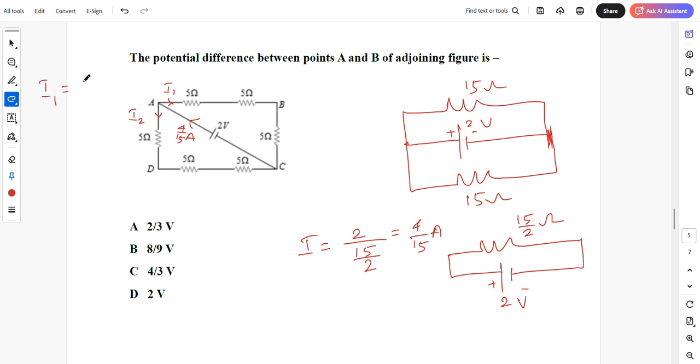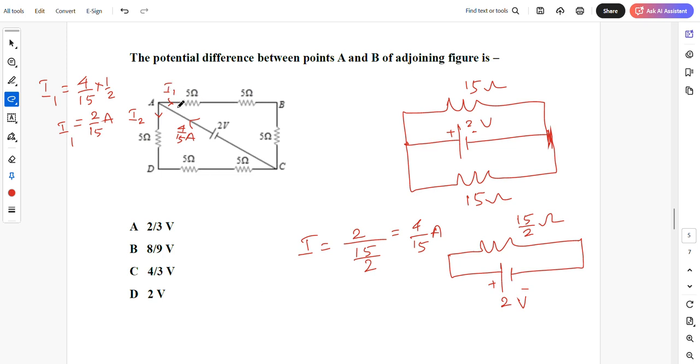I1 will be equal to, okay, 4 by 15 into half andre ಎಷ್ಟಾಗುತ್ತೆ? 2 by 15 amperes ಆಗುತ್ತೆ. 2 by 15 amperes ಆಗುತ್ತೆ, right? Okay, I1 will be equal to 2 by 15 amperes, understood? Now what will be the potential difference between A and B now?